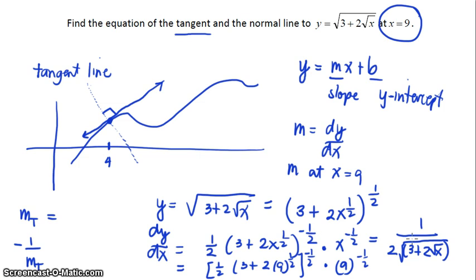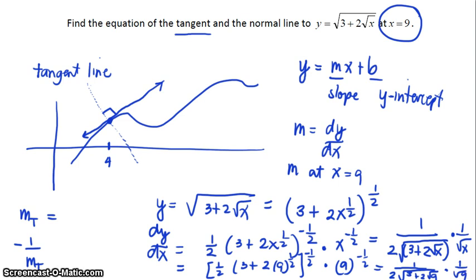So the negative 1/2 becomes positive after putting this in the denominator, and then the positive 1/2 is changed to the square root, and then times x to the negative 1/2 is 1 over the square root of x. Okay, so this expression here is the same as 1 over 2 square root of 3 plus 2 square root of 9 times 1 over square root of 9.